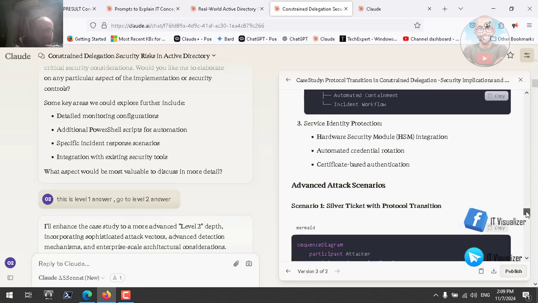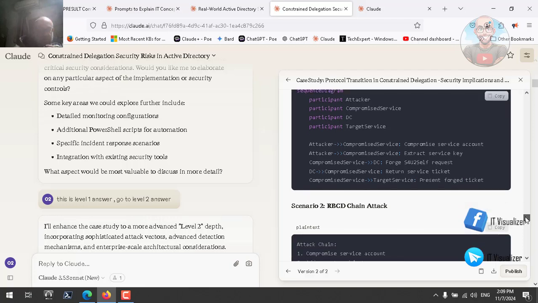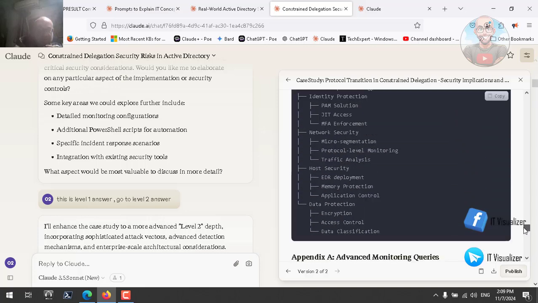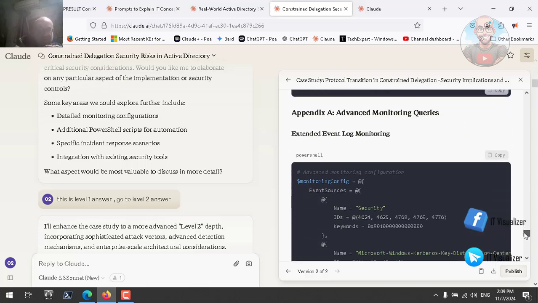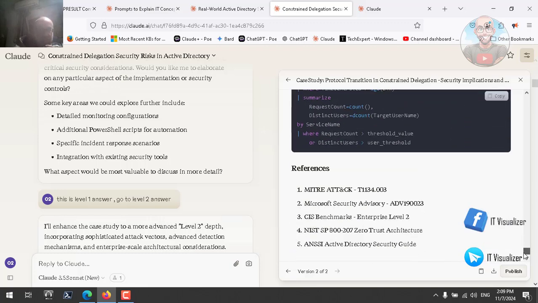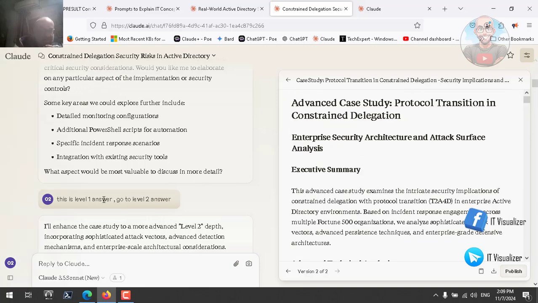Okay, if we go further, we can see even advanced attack scenarios. Scenario 2, we have a lot of things. As we can see here, this is very advanced. Even I can't comprehend it because I don't have this knowledge. But anyway, we can see that all of this is triggered because of this line.